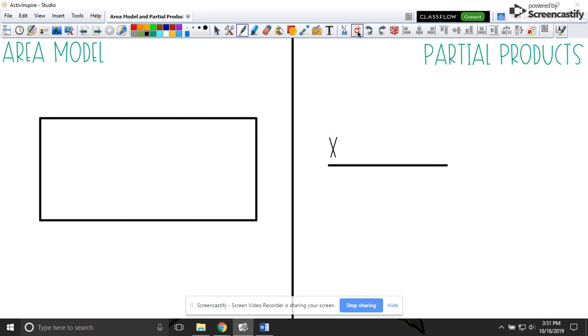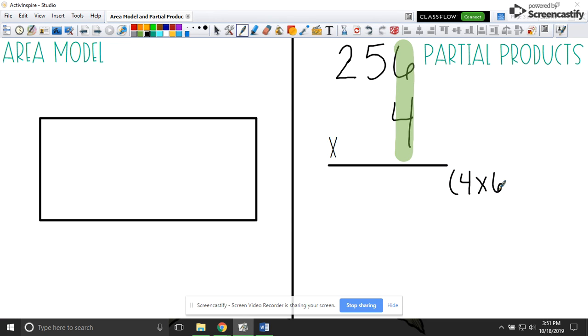Just using this strategy in itself, if we were to do 256 times 4, we would start off with 4 times 6. Now this is just to get us used to the pattern that the standard algorithm is going to have us do. So our first step is 4 times 6. We go from the ones place to the ones place, and 4 times 6 is 24. You want to make sure that this is lined up together.